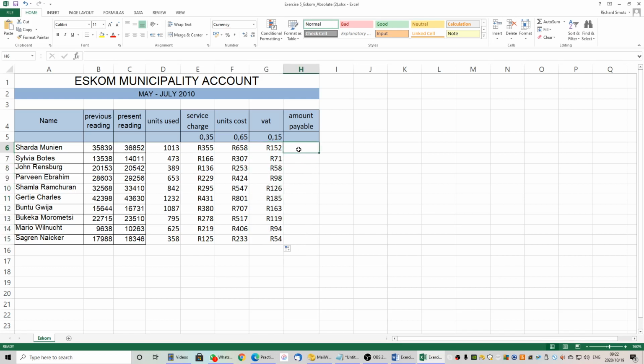We can finally calculate the final amount payable, which equals all three. This plus this plus this. E6, F6, G6. Simple equation of adding up the three of the amounts. And there is our total amount payable. I'm going to copy down.